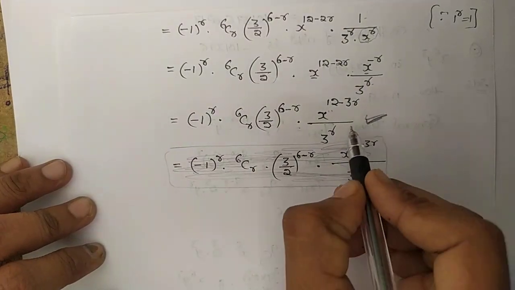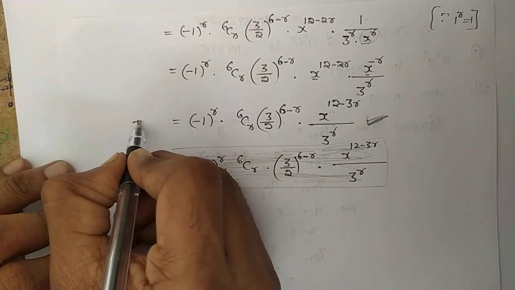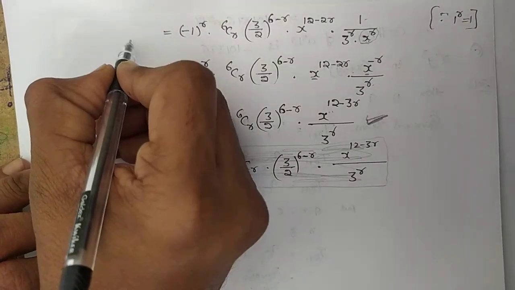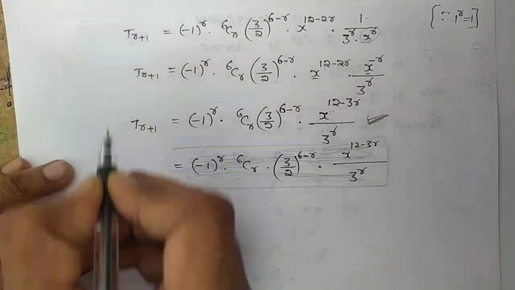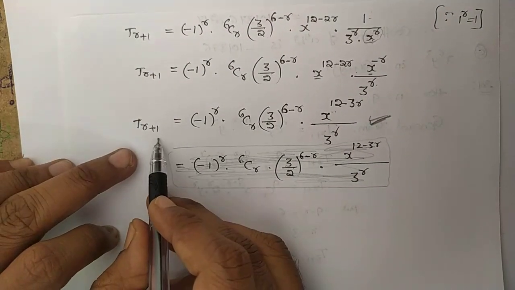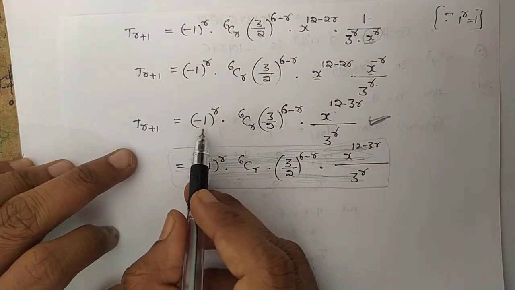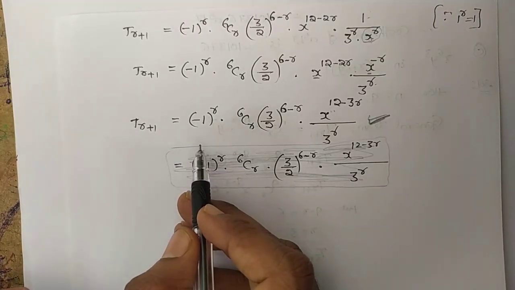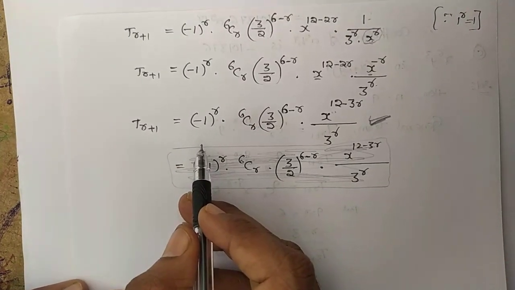Then you just see it will be T(r+1), isn't it? The general term, T(r+1). Now, the general term. Next, we have to find the term independent of x.